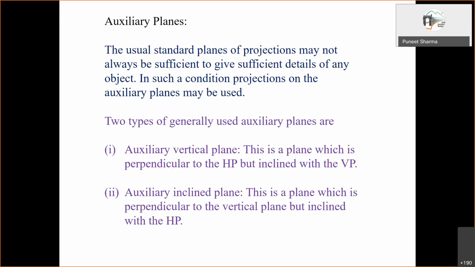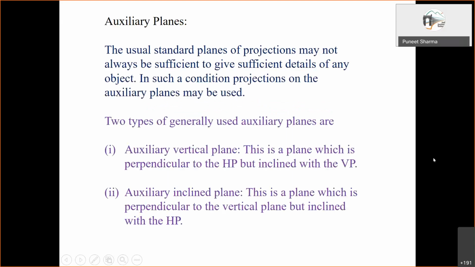Now we can consider the next slide. This slide mentions the usually used auxiliary planes. Of course, the vertical and horizontal planes are the usual reference planes that we always use. But apart from that, if we have to choose some other plane, the possibilities are the auxiliary vertical plane and the auxiliary inclined plane, which are in general used.